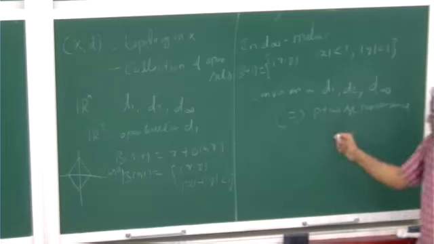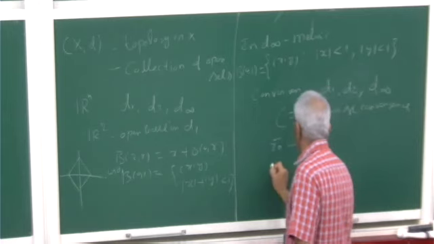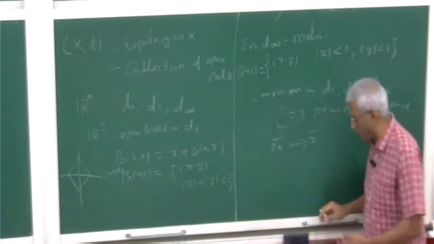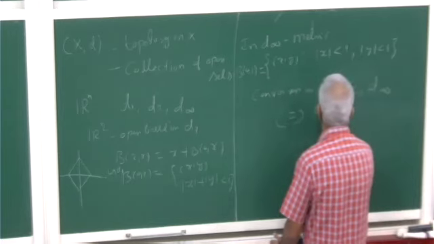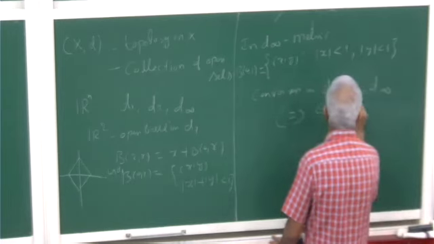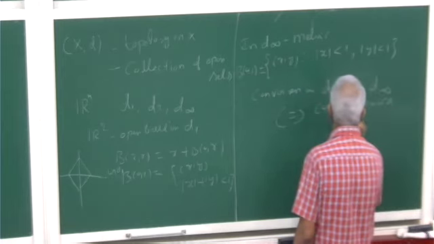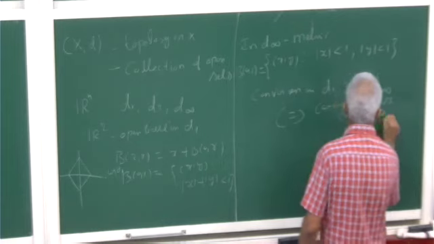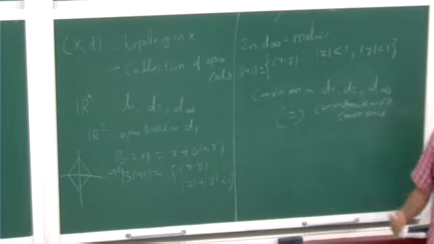Okay? If some xn bar converges to x bar, I mean pointwise means coordinate-wise convergence. Maybe I write coordinate-wise convergence. Okay. So because of that, they give the same closed sets. So they give the same open sets.